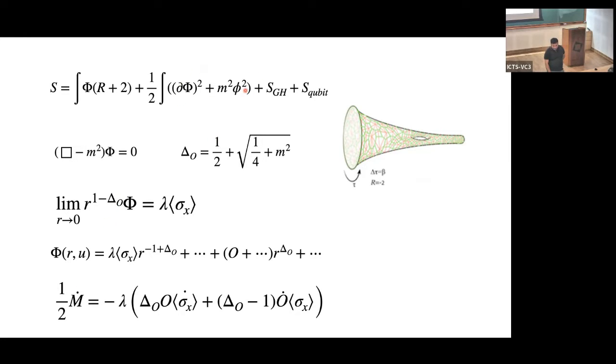Now, there is some bulk matter field which I need to couple a qubit with. And this bulk matter satisfies the Klein-Gordon equation. And the only way you couple the qubit to this bulk matter is that you see the non-normalizable mode is the expectation value of sigma x, where sigma x is a Pauli matrix.